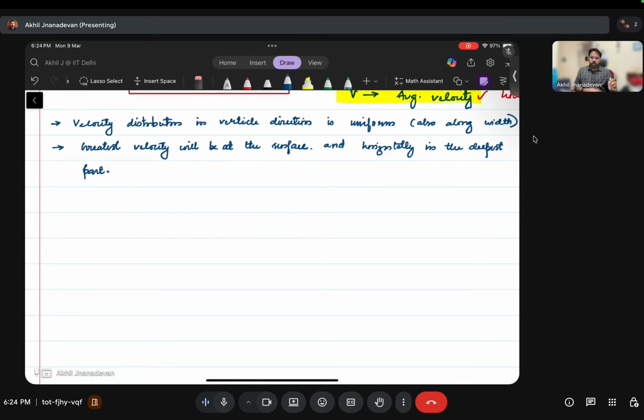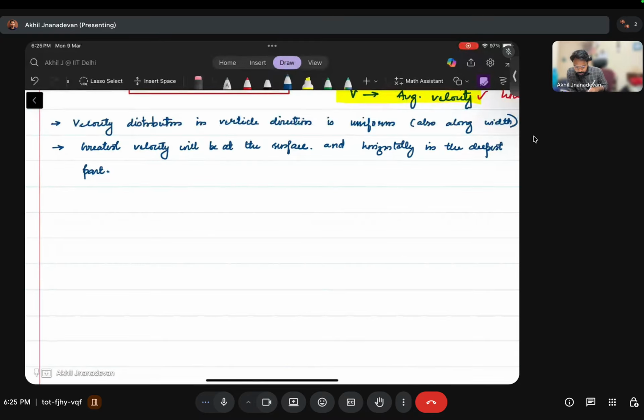You understood that, right? Vertically, the maximum velocity will be along the surface and the minimum will be at the bottommost part. And horizontally, the maximum velocity will be at the particular location where we have the maximum depth. Okay, so that is it.